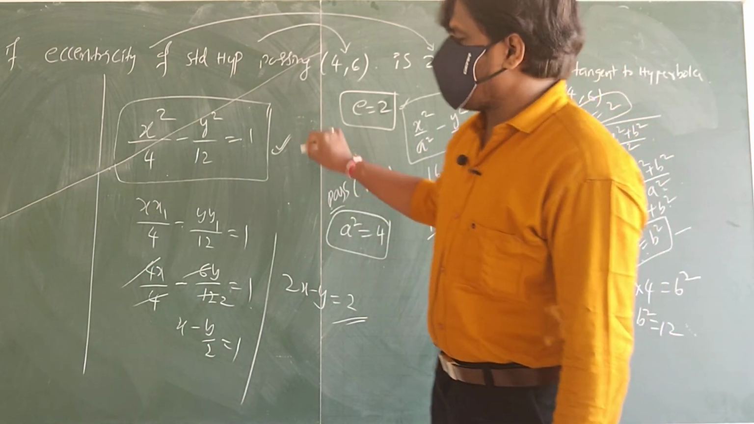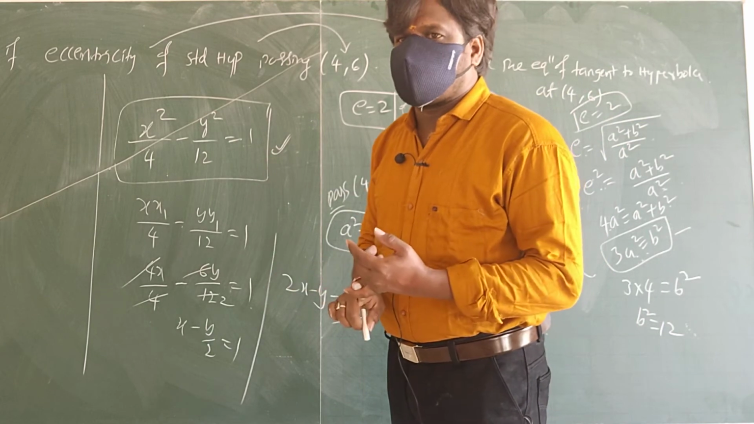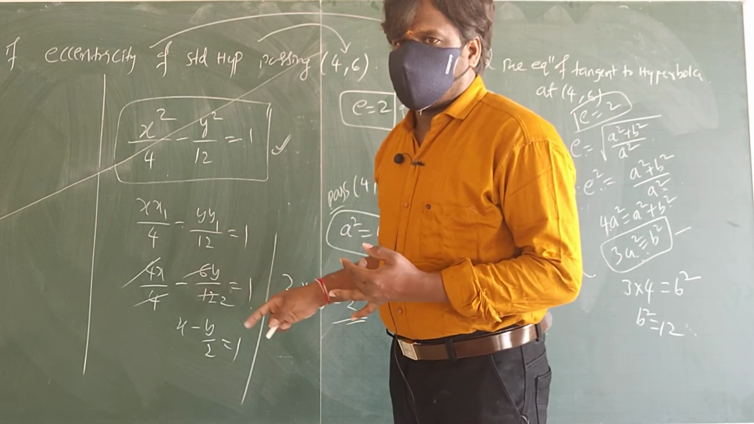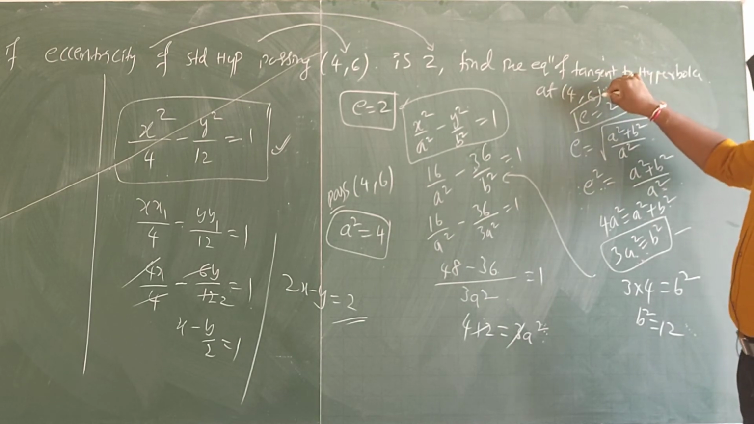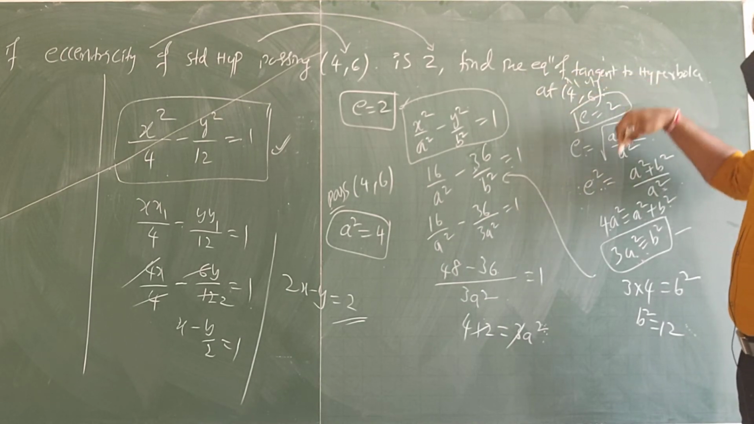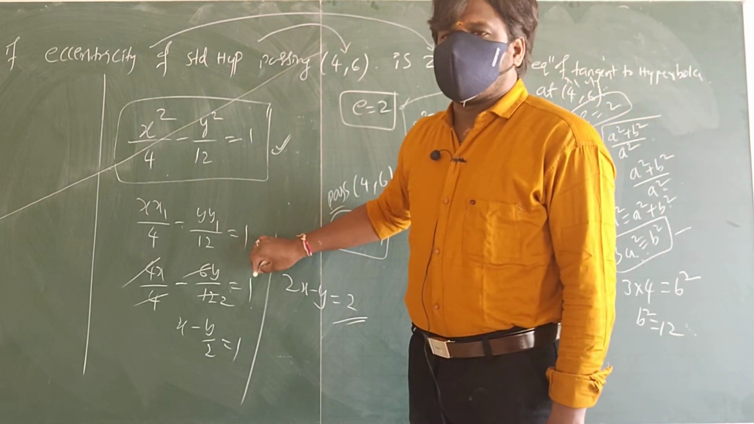Now if you want to find the tangent equation, x square is replaced by xx1, y square is replaced by yy1. And the point is given, 4 comma 6. You want the tangent at 4 comma 6. So x1 is 4, y1 is 6, substitute here. You will get the equation of the tangent.